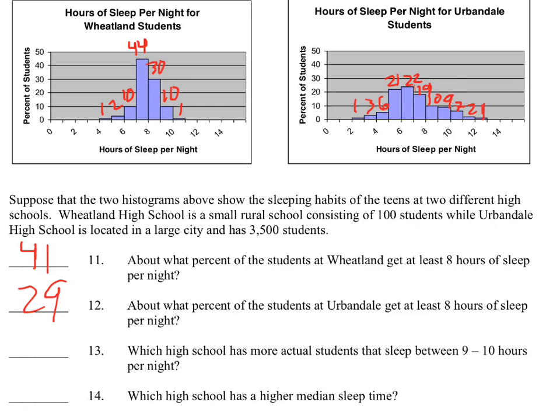So which school had more actual students? That's up between 8, 9, and 10. That would be Wheatland, because that's 10, the other one's 9. Well, actually, just kidding. It had actual students. So this is just percent, so you have to read these really closely. So these are percents. And so, since you want actual students, 9% of 3,500 students is way more than 10% of 100 students. So this one would be Urbandale.